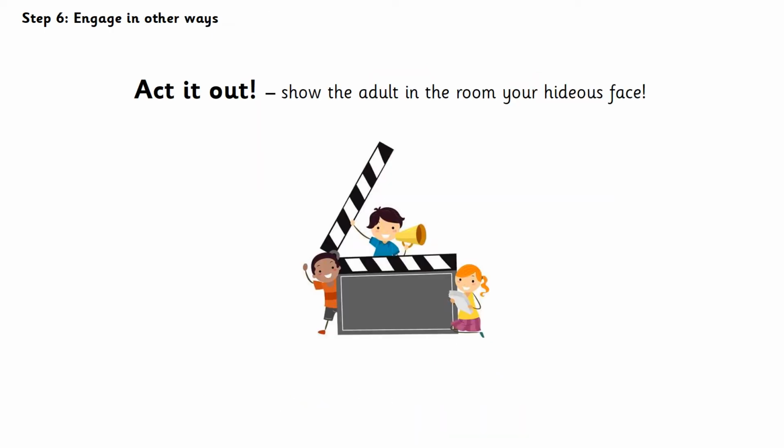Right, and what I would like you to do at the end of this is act it out. Show the adult in the room your hideous face. Can you show your very ugly, unattractive, hideous face? You might have to screw your face up to be able to make a hideous looking face, okay? And then, can you say hideous in a sentence? Have a little practice. We've had lots of sentences, so you can go back onto this lesson and listen to some of the other sentences if you want to and say some of those sentences, or can you put your own sentence together with the word hideous in?